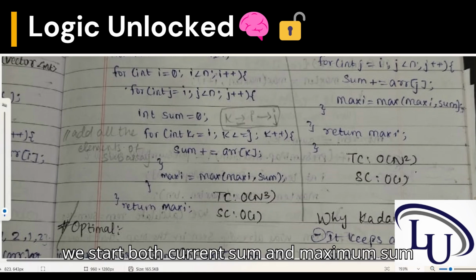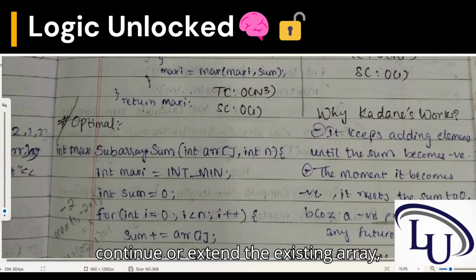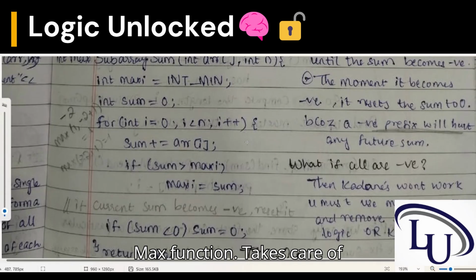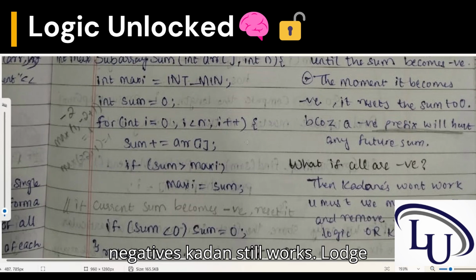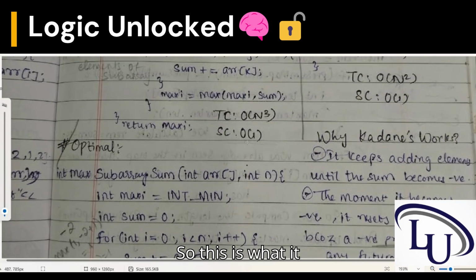Okay, we start both current sum and maximum sum with the first element, because that way we are ready for all negatives. Then at each step we ask: do I want to start fresh, or should I continue and extend the existing subarray? The max function takes care of that decision. The edge cases to mention: all negatives, Kadane's still works. Large positive and negative combinations are still handled. Single element, no problem.